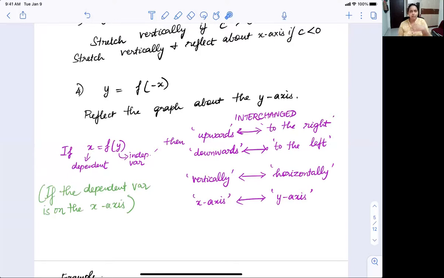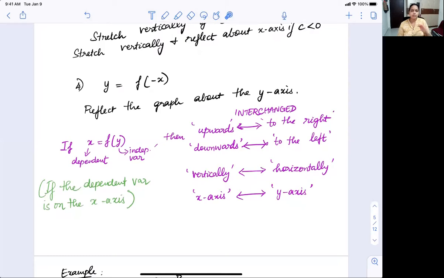Now, what happens if your dependent variable is measured on the x-axis? Then all the rules that we saw so far, we just have to flip certain rules.